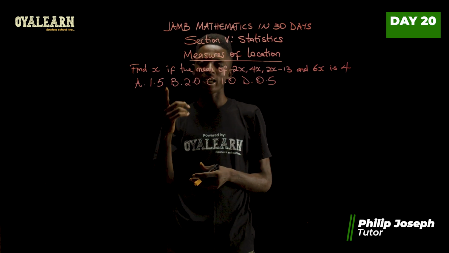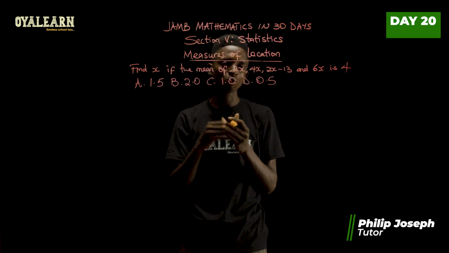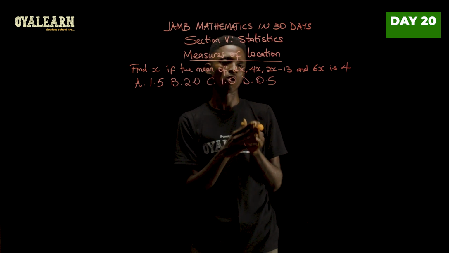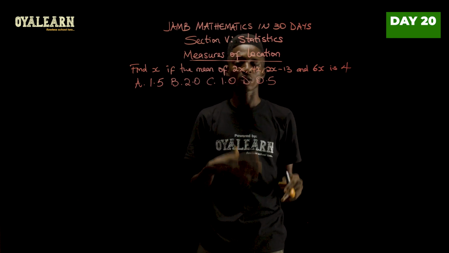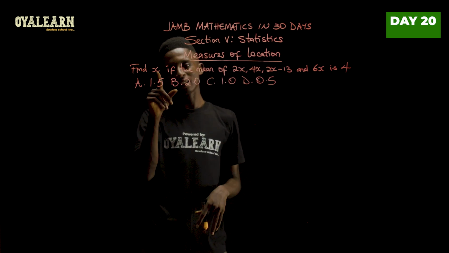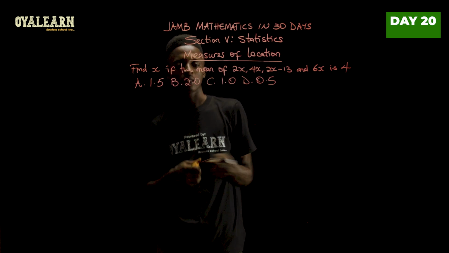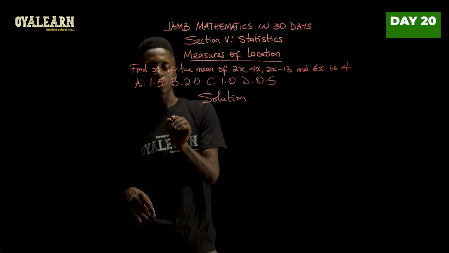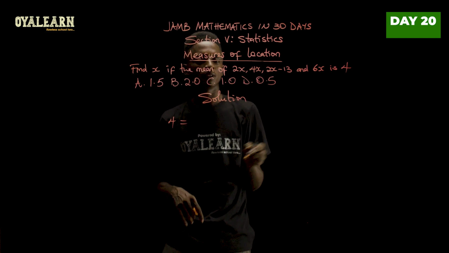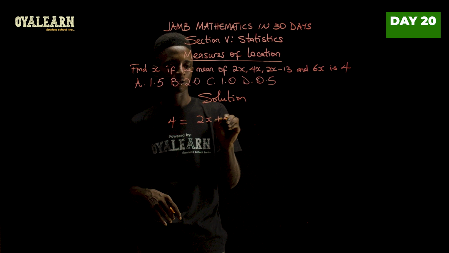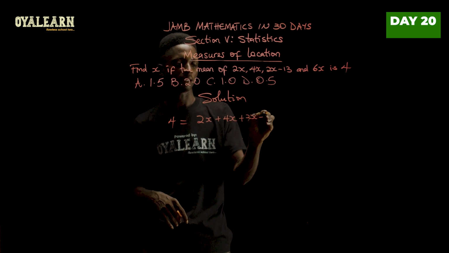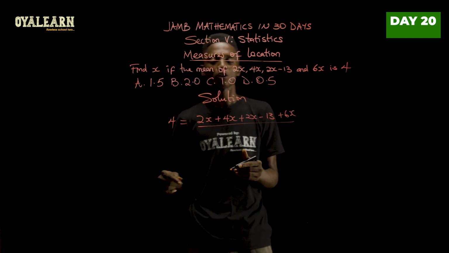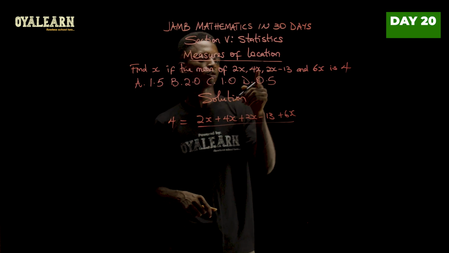This question says to find x if the mean of 2x, 4x, 2x minus 13, and 6x is 4. So we are given the mean and a set of data containing values in x. So we are to find the value of that x. So solution. The mean, which is 4, should be equal to the sum of the data. So we have 2x plus 4x plus 2x minus 13 plus 6x all divided by the number of entries in this data set. So we have 1, 2, 3, 4.